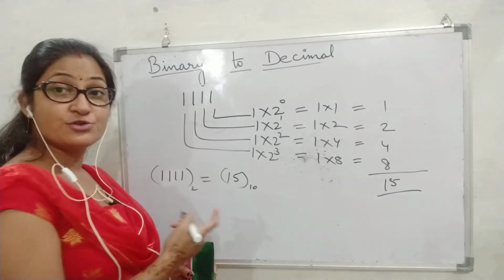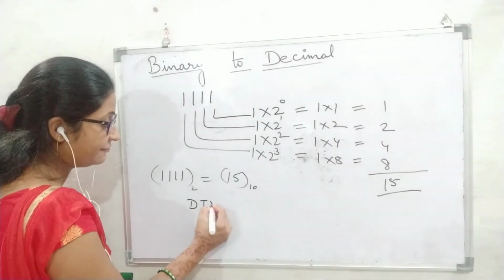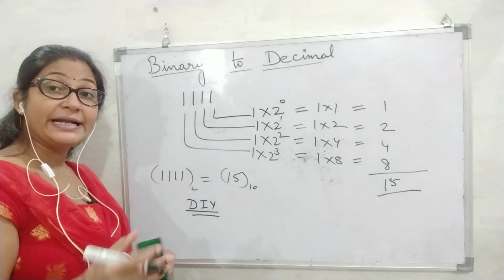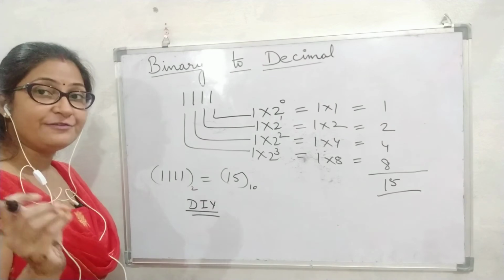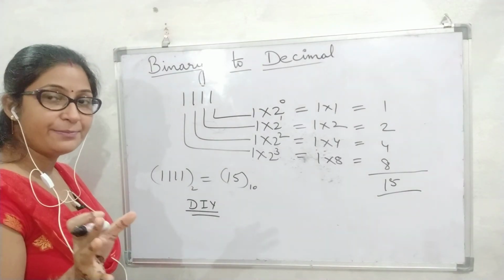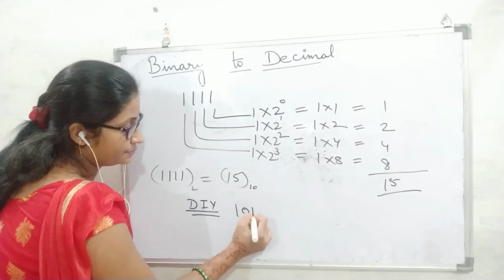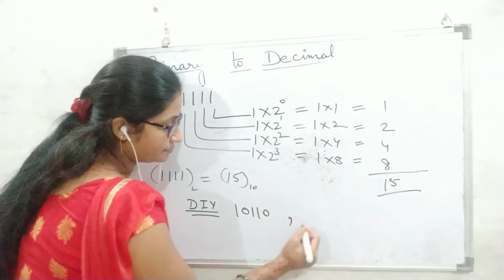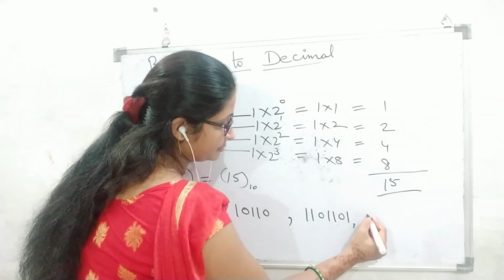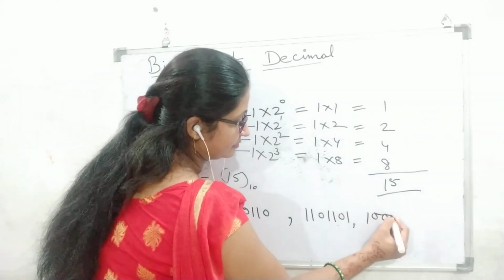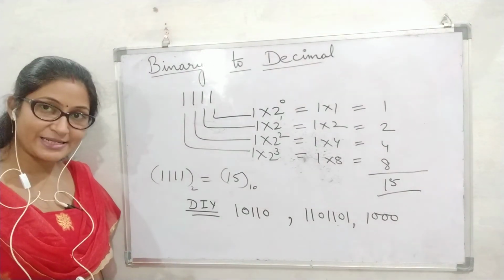Here I am going to give you your DIY questions which you need to do yourself so that you understand the concept in a better way. If you have any doubt, feel free to write to me in the comment box. So your DIYs are these 3 numbers that you have to convert into the decimals.